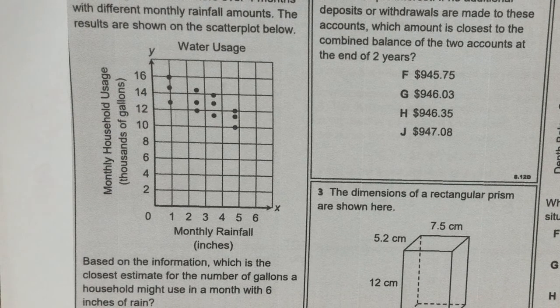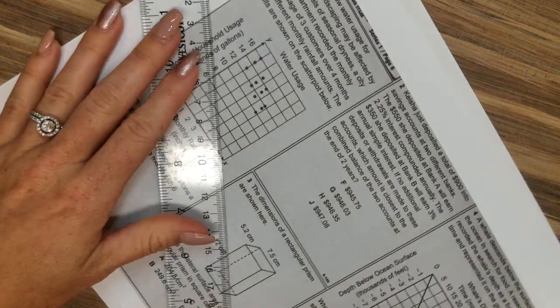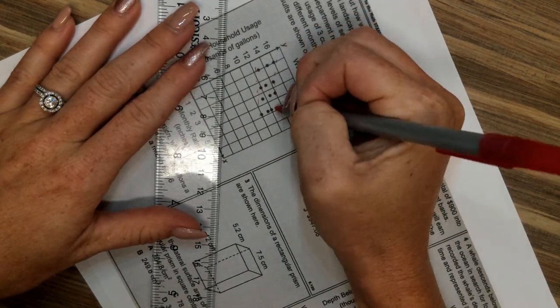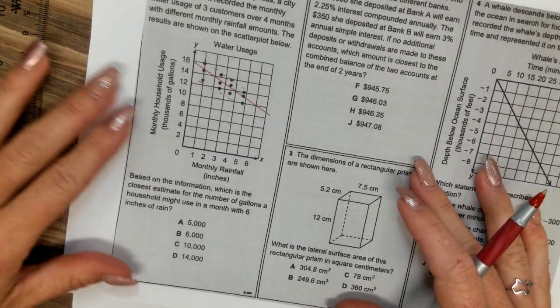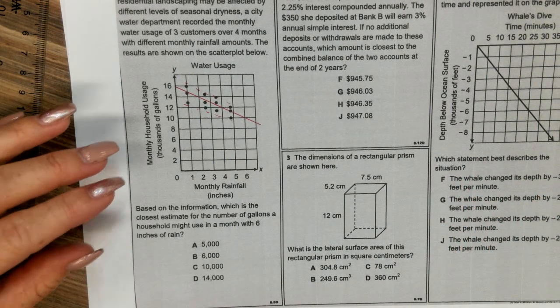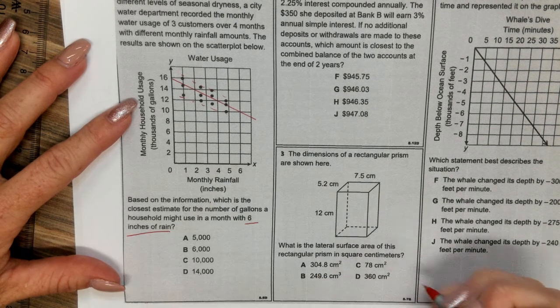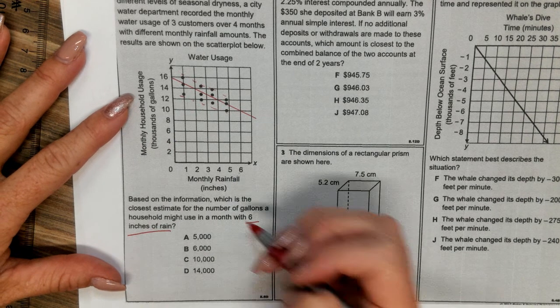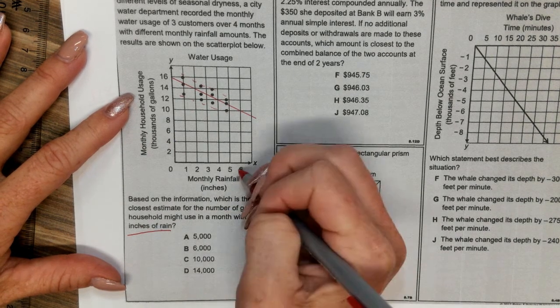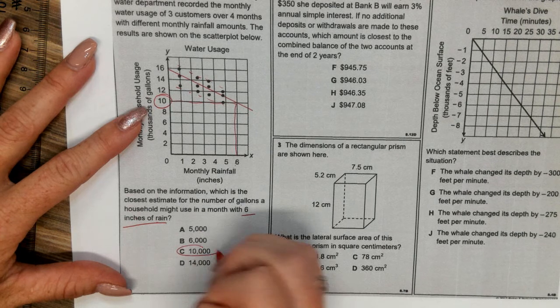Okay, next one. You had to draw a what? A trend line. So you took your expo marker. You make sure that you are following the trend and that it is going through the dots as best as possible. It wants to know what will be the monthly household usage for 6 inches of rain. So do you go to 6 on the x-axis or y-axis? Where is 6 inches of rain? Right here. So I go up and over, and I'm right at 10. So my answer is 10,000.